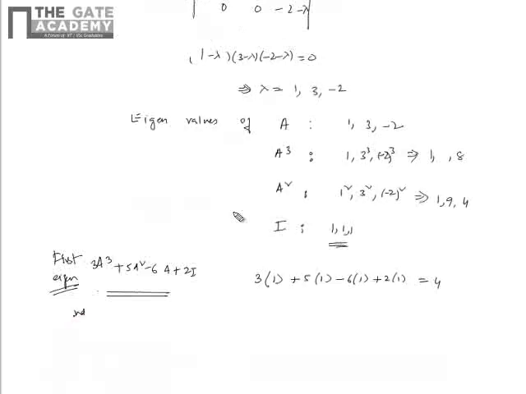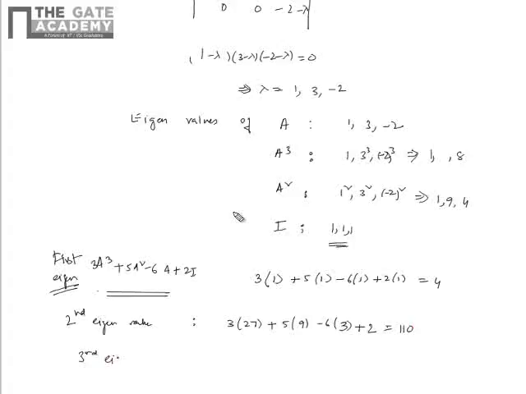Now the second eigenvalue. You have to take 3 times A cube, which is 27, plus 5 times A square, which is 9, minus 6 times the eigenvalue of A, which is 3, plus 2 into 1. So this value comes out to be 110: 3 into 27 is 81, plus 45, minus 18, plus 2, that comes out to be 110.